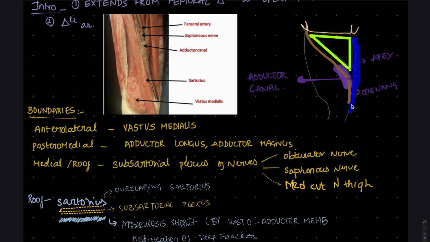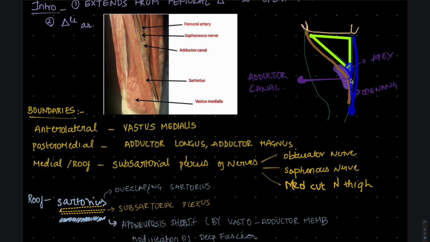So suppose this is the adductor magnus, and at the ending point of the adductor magnus you will have a small opening called the adductor hiatus. We'll know more about this in dissection, so remember this for now. Here it is the femoral triangle, here it is the apex of the femoral triangle, and here we have the adductor magnus muscle with its opening.